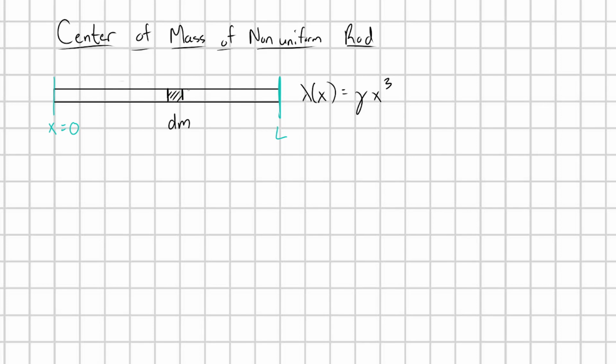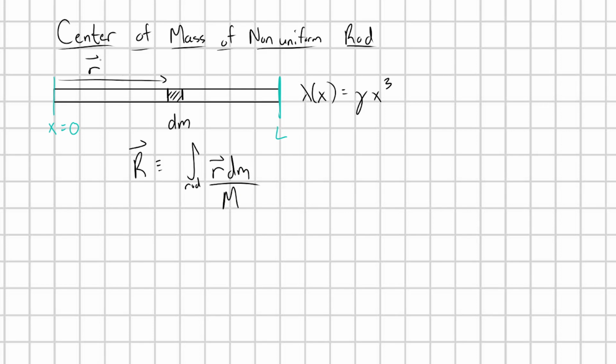Of course, we can think of this rod as being made up of a bunch of little infinitesimal mass elements, dm, right? And each of these infinitesimal mass elements is going to be located at some position vector, which I'll call r, right? And very generally, we can define the center of mass, capital R, as the integral over my rod of r dm divided by the total mass of that rod, M.